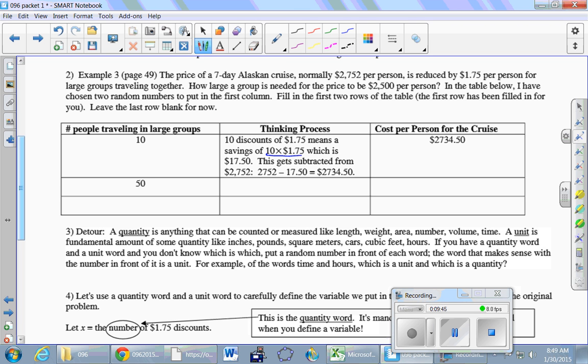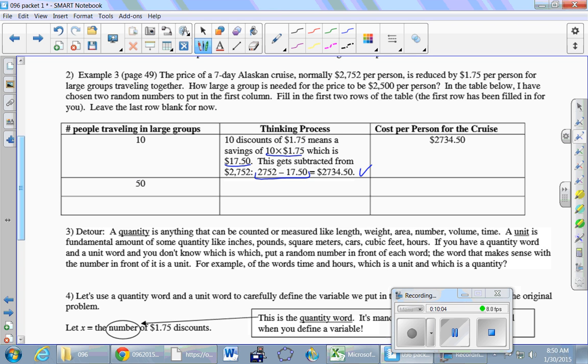And so all of that is written out in here. 10 times $1.75, and that's the $17.50 that we each get off. And you take that off of the original price, and we're down to $2,734.50. All right. I would love for you guys right now to do the same calculation with 50 people.